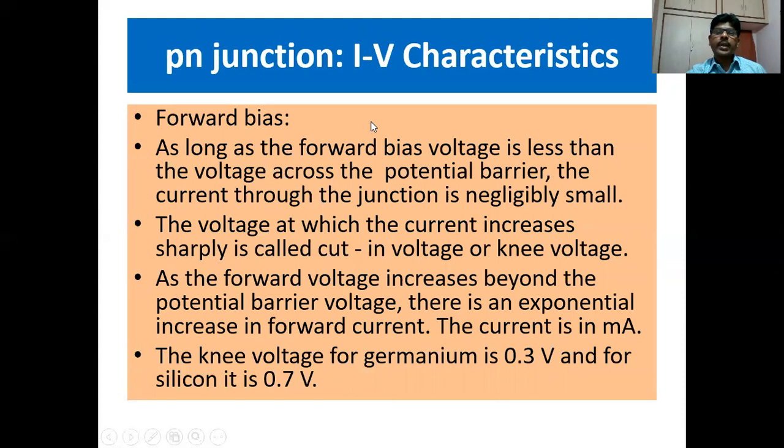Now, in forward bias, what happens? As long as the forward bias voltage is less than the voltage across the potential barrier, the current through the junction is negligibly small. The voltage at which the current increases sharply is called cut-in voltage or knee voltage. As the forward voltage increases beyond the potential barrier voltage, there is an exponential increase in forward current. The current is measured in milliampere. The knee voltage for germanium is about 0.3 volts and for silicon it is 0.7 volt.